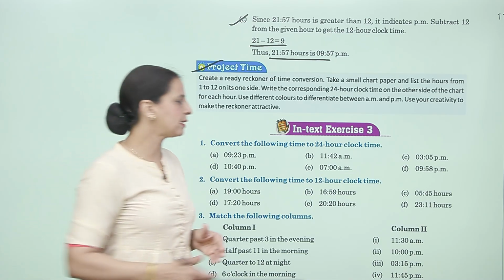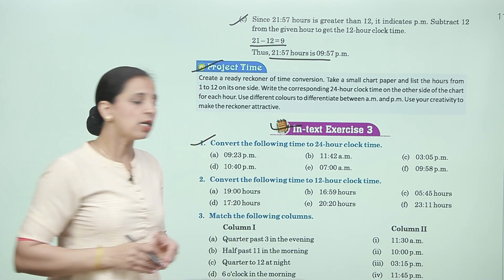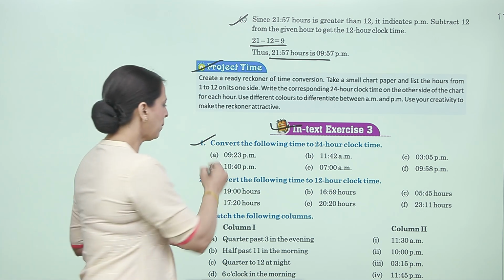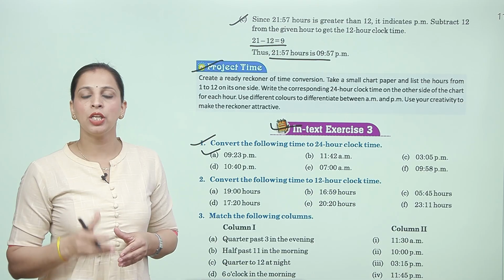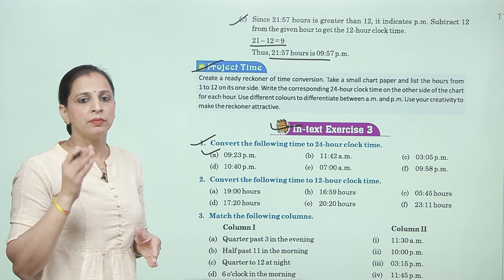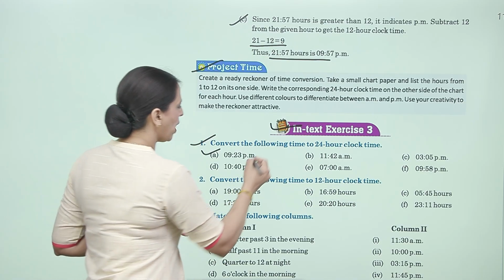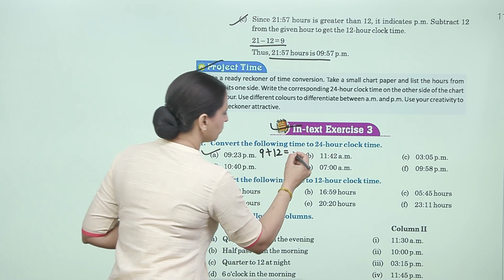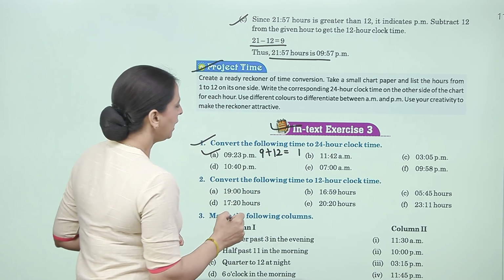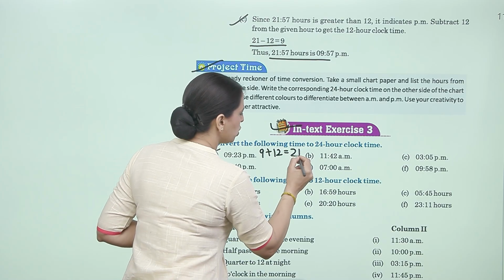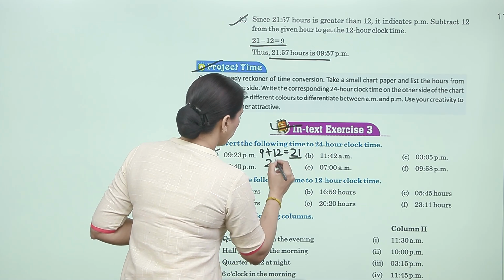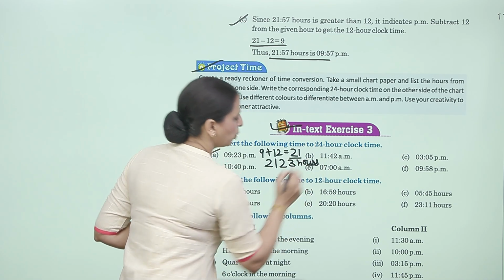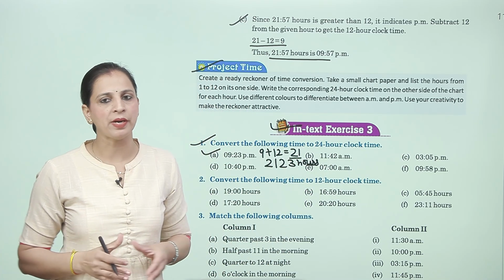Now, in text exercise 3, question number 1, convert the following time to 24-hour clock time. A part. 9:23 PM. So, PM, that means we have to add 12. 9 plus 12 is equal to 9 plus 2, 11, 1, carry 1, 1 plus 1 is 21. That is 21:23 hours. तो बच्चों सेम मेथड को यूज करते हैं, बाकी के पार्ट्स आप खुद ट्राई करेंगे.